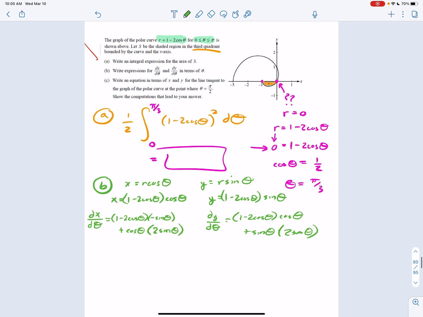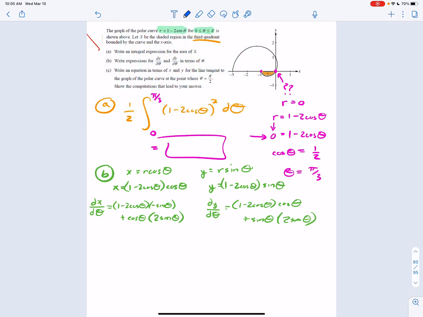All right, here's the last one, part C. Write an equation in terms of x and y for the line tangent to the graph at where theta is equal to pi over 2. So right away when I'm reading this, I see write an equation for the line tangent to the graph. So that's the equation of a tangent line. So we need a point, an x and a y, and a slope, which is also known as dy dx, that's slope, right?